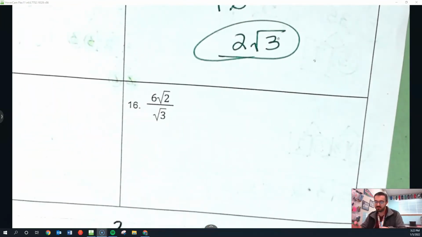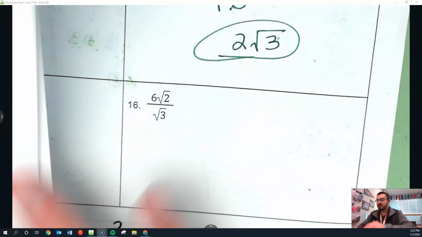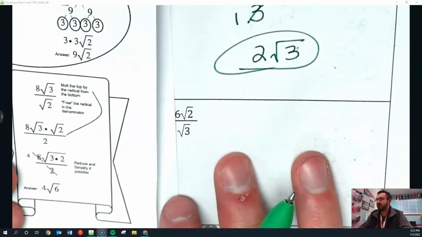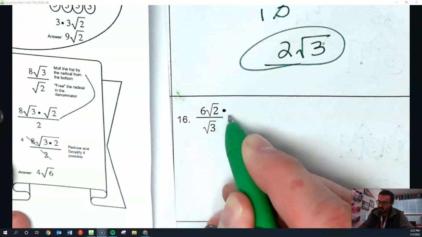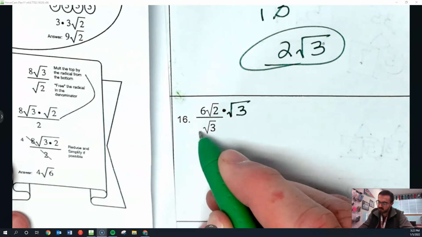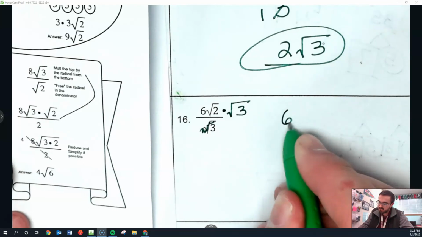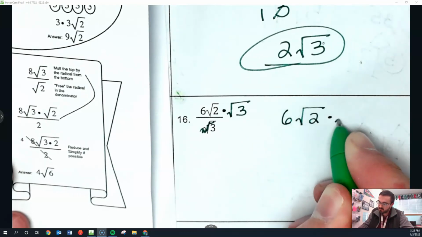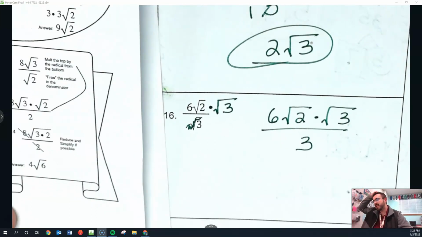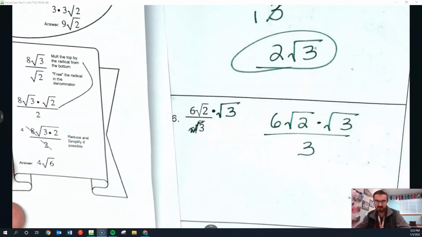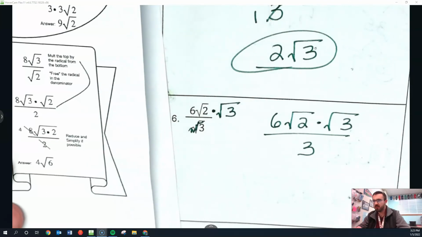16 is kind of crazy, so let's talk about 16. Same exact thing. I'm going to multiply whatever's on top, the whole thing, 6 square root of 2, times the square root of 3, and get rid of this guy. So let's rewrite it: 6 square root of 2 times square root of 3, all over 3. There are 2 things I need to fix before I circle my answer, though not anything I've done wrong.